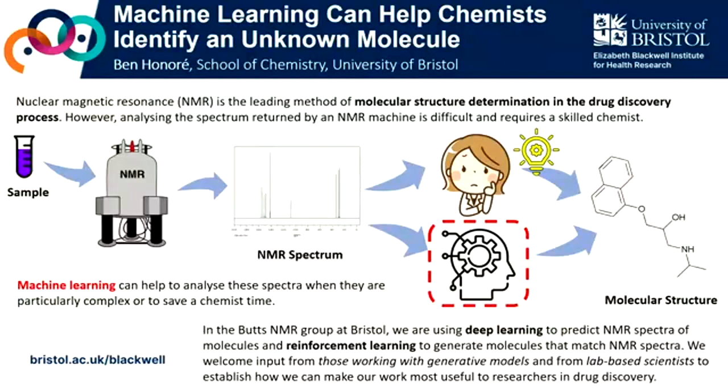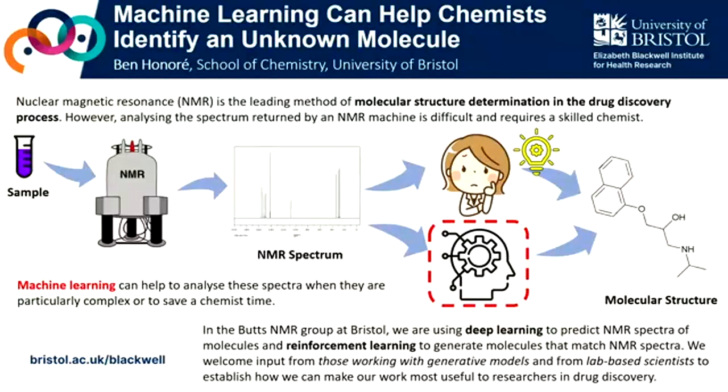So you pop your sample into your NMR spectrometer, and you get out an NMR spectrum. From this, you can figure out the structure of the molecule present in your sample. The issue with this is that analyzing and interpreting these spectra can be quite difficult to do, and generally a skilled or trained chemist is required to do so.